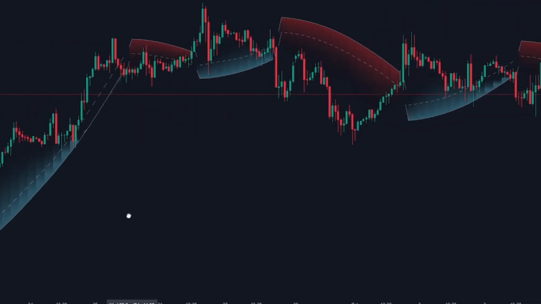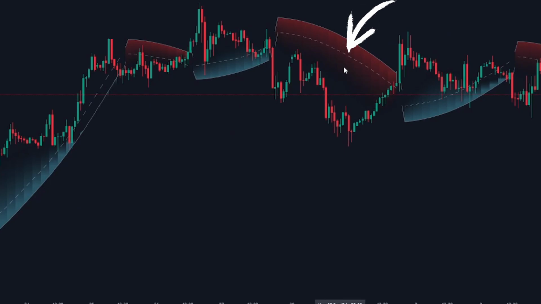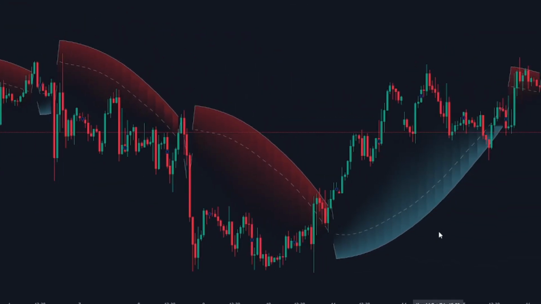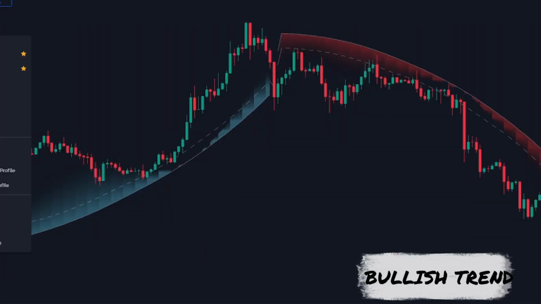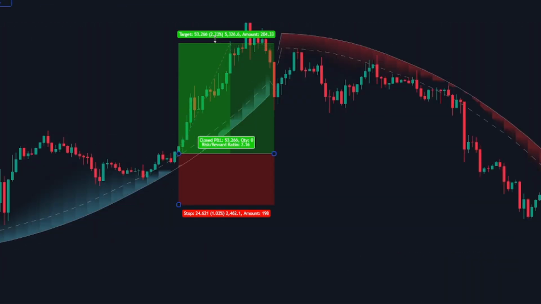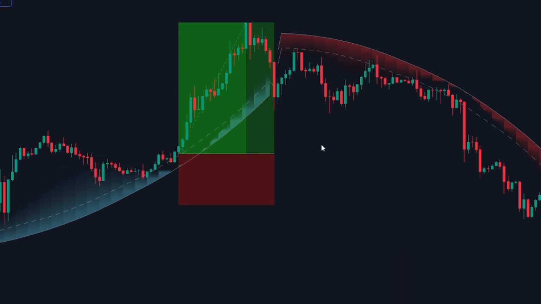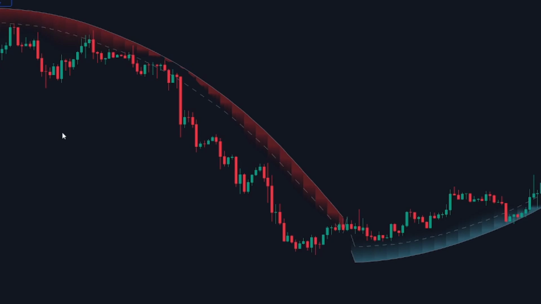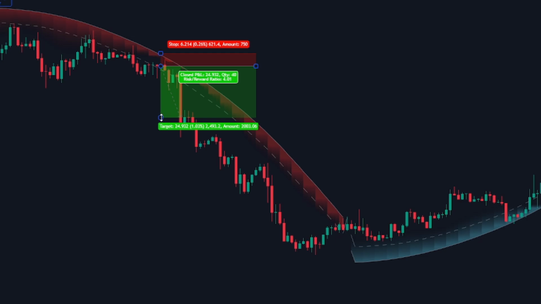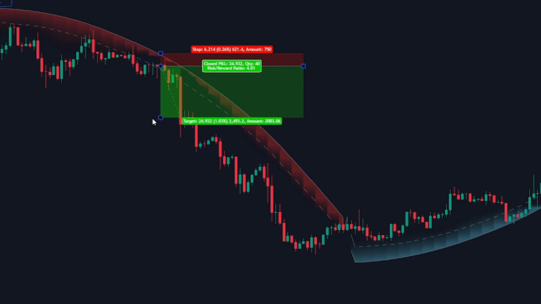The dashed line. This line acts as a bounce-off area in the market, giving you precision entry points. Here's how it works. In a bullish trend, instead of jumping in randomly, wait for the price to pull back and bounce off the dashed line before taking your long position. In a bearish trend, wait for the price to pull back up to the dashed line and then take your short position. This approach not only minimizes risks, but also ensures that you're trading with the trend at optimal levels.